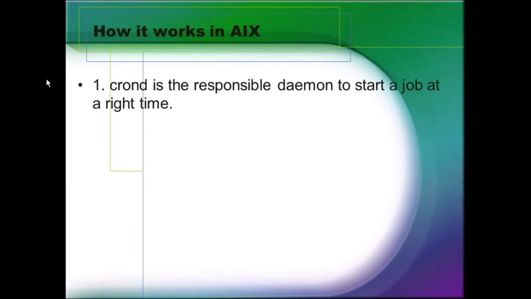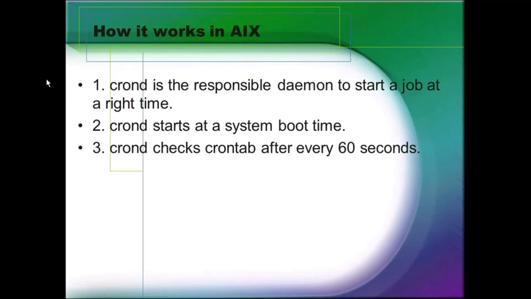How does it work in AIX? In AIX, crond is the responsible daemon to start a job at the right time. So at the back end, the process name is crond, which does all the management of our scheduled jobs. crond starts at system boot time. So when we start the AIX operating system, this service gets started by default. Then crond checks the crontab file every 60 seconds. So 60 seconds is the minimal interval to schedule a job.